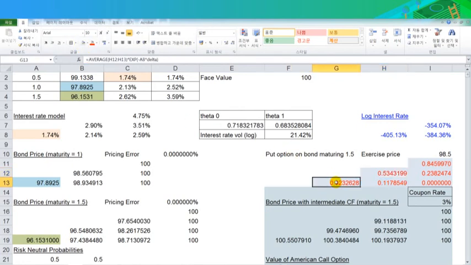So we just calculated the value of the put option. The maturity of the put option is 1 year, and the put option is written on a bond. The bond is a zero coupon bond, and the maturity of the bond is 1.5 years. Students shouldn't be confused. There are two maturities, one maturity for the bond and another maturity for the option. So this is the price of the put option.